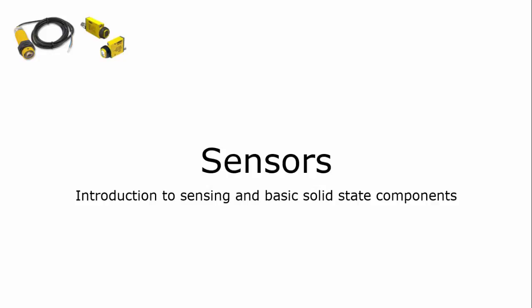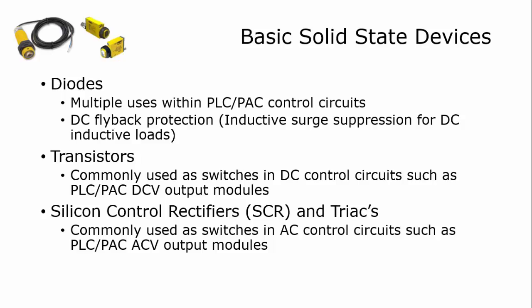But before we do sensors, we've got to have a little bit of an introduction to some real basic solid-state components. Solid-state components, for the most part, are electronic devices that have no moving parts. They consist of diodes, transistors, silicon-controlled rectifiers, which are SCRs, and Triacs.